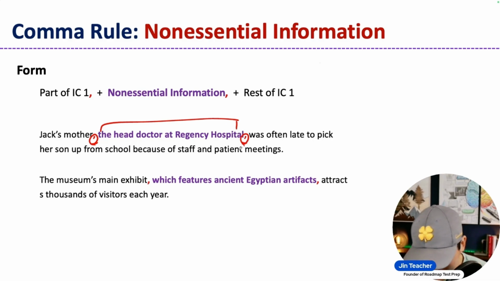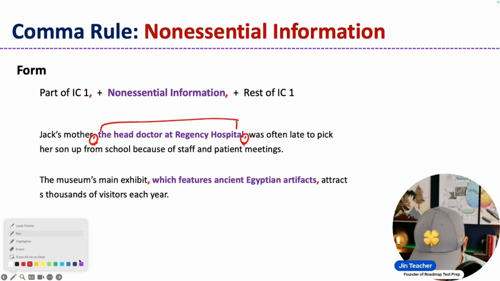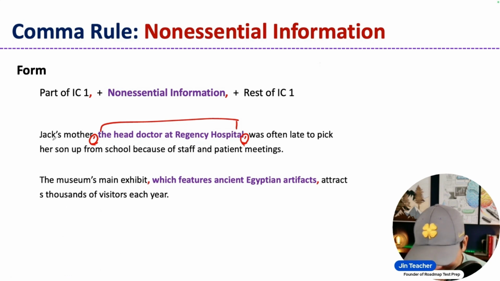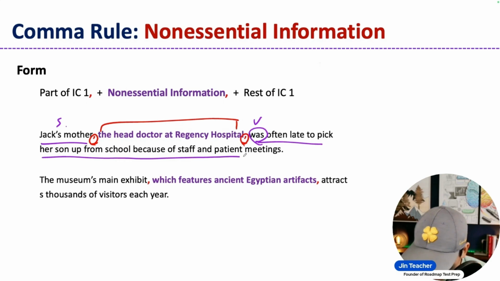And notice how it's going to come inside of this independent clause, right? Jack's mother is my subject. Was is my verb, right? Was late to pick her son up from school because of staff and patient meetings is the rest of my sentence, okay?